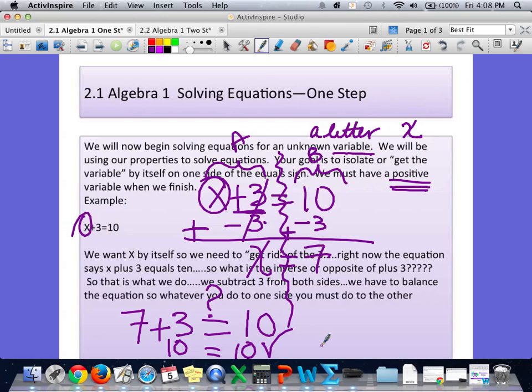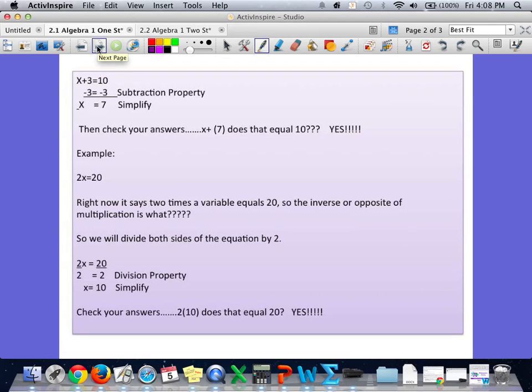You may have multiplication and division in your one-step equations. Let me see if I have another screen. Yes, I do. Say we have 2x equals 20. All right? There is no addition and subtraction. There is just multiplication. Because remember, I told you if it's a number and a letter together like that with no plus or minus in between them, then that means multiplication.